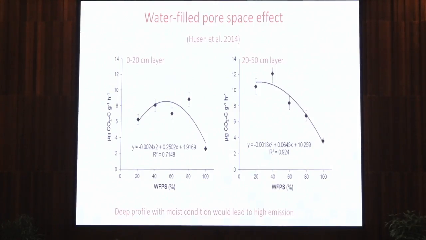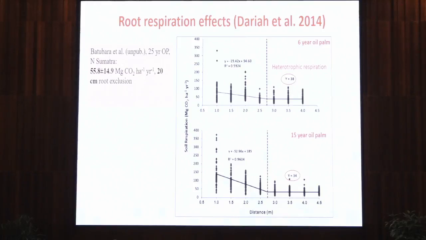So this means that if we have the deep profile under undrained condition, which translates to deep drainage, and during the dry season, this unsaturated drainage tends to be moist, so it has a high capacity of emission.